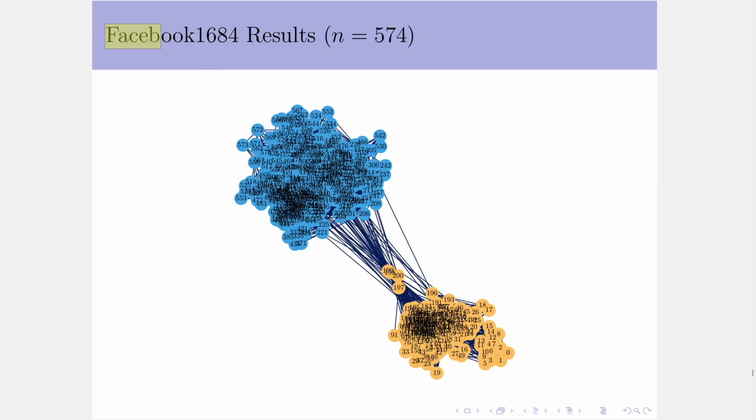Next, we also considered the Facebook 1684 graph, which after pruning has 574 nodes. It has 3 clusters. The nodes 0 to 15 are a small cluster, and then 17 to 200 is another cluster, and then the remaining nodes are the third cluster. And spectral clustering initially gives this as the clustering output.